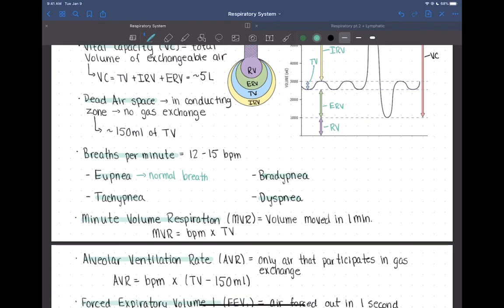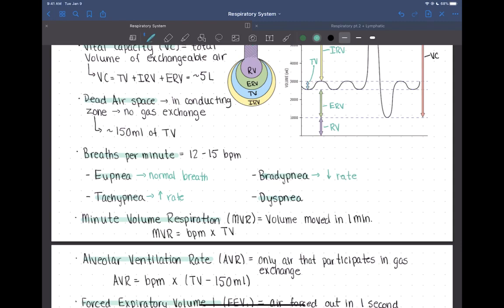So then if you have an elevated breathing rate, right? So this would be increased rate. That's called tachypnea. Just like tachycardia is an increased heart rate, tachypnea is an increased breathing rate. And bradypnea is a decreased breathing rate.